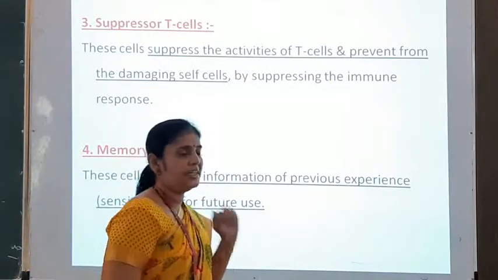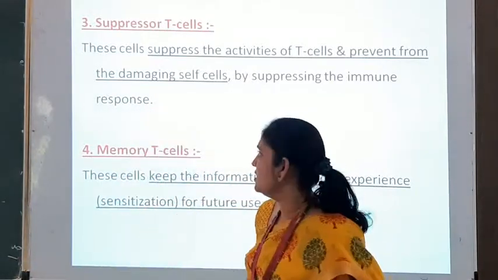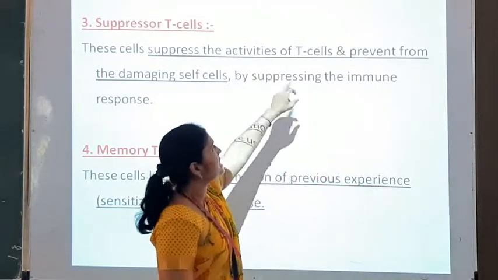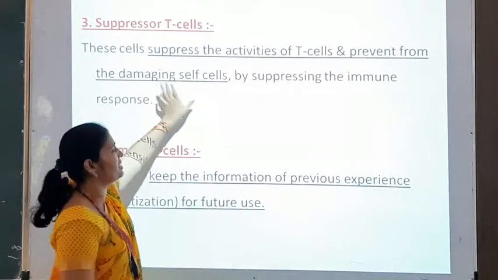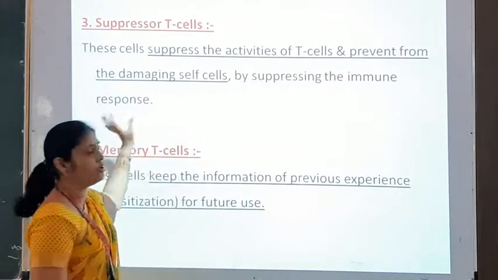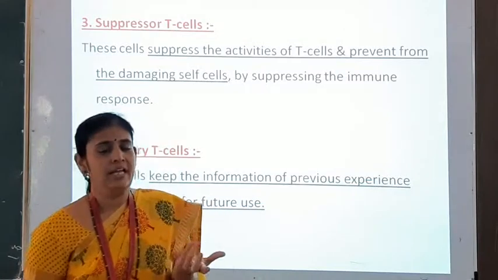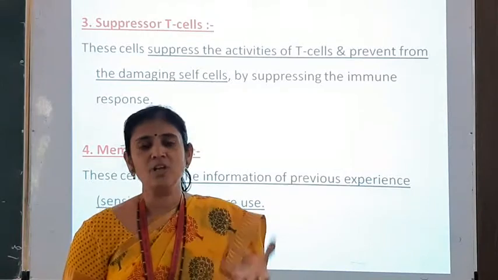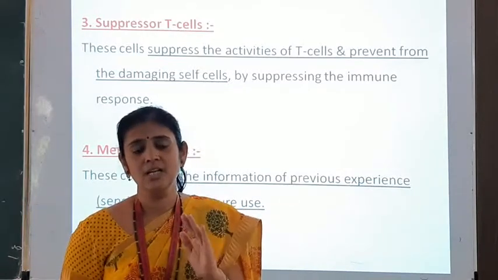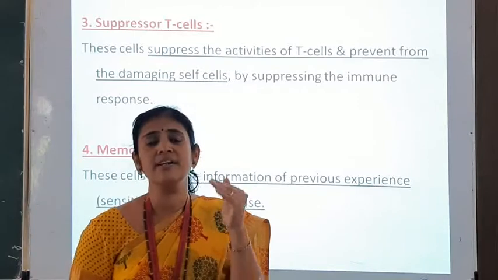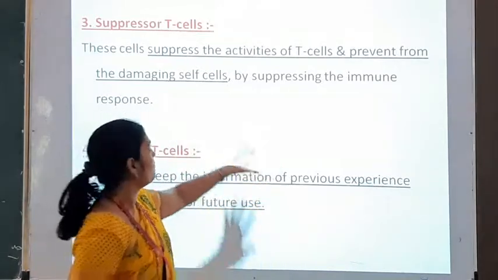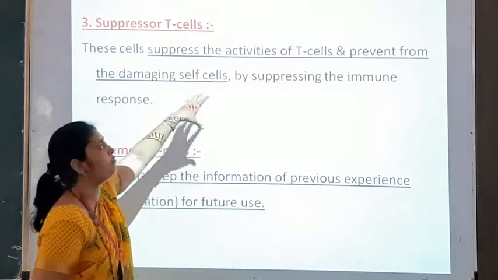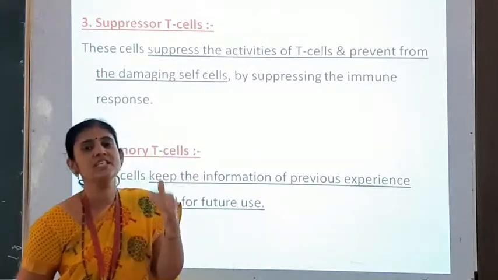Now the third type, the suppressor T cell. What does it do? These cells suppress the activities of T cells and prevent damage to cells by suppressing the immune response. Means when any infection takes place inside our body, our immune system responds against that pathogen, but this response is up to a certain limit. Here, after some response, these suppressor T cells are responsible for suppressing the activities of T cells.